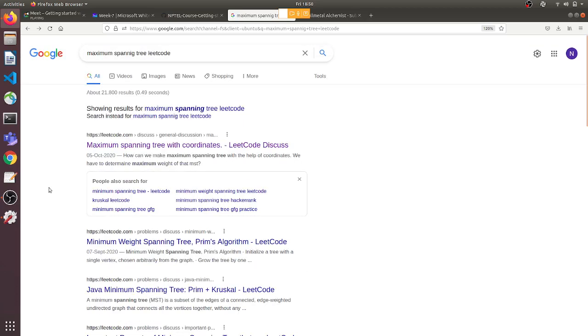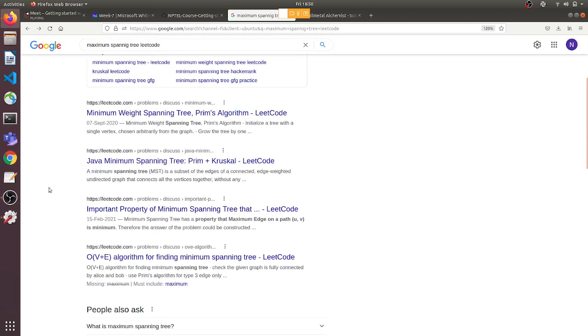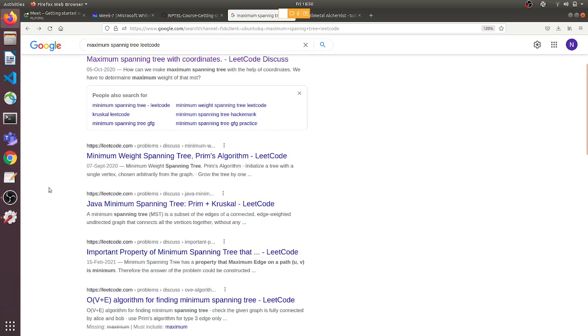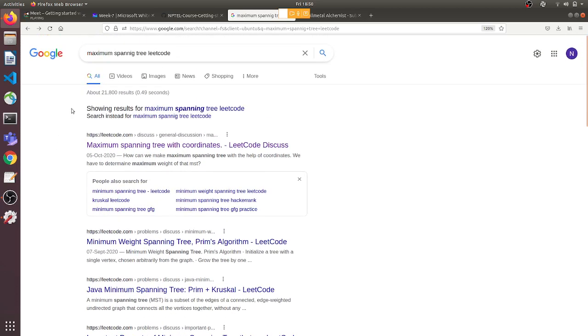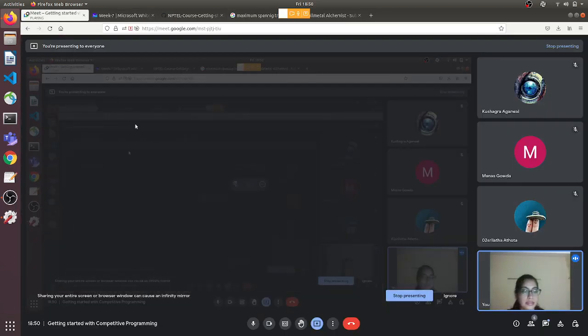Okay, I will find some problem on some platform where, instead of the minimum spanning tree, it asks to find the maximum spanning tree, and I will also add that in the problem sheet so that you can practice that as well.